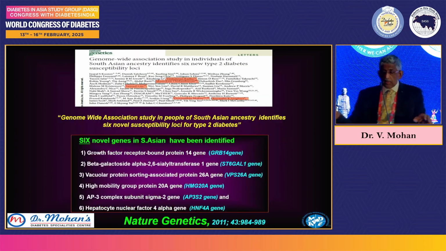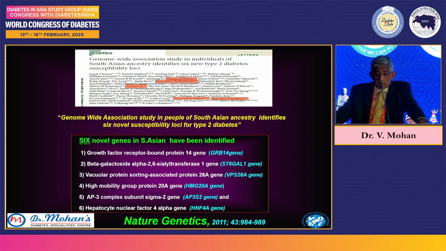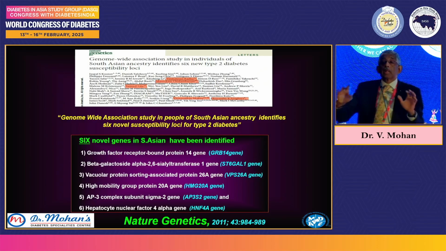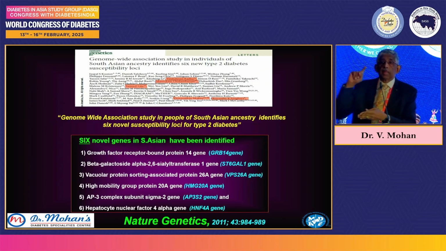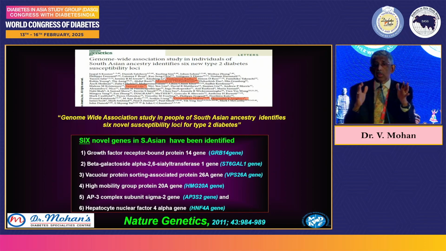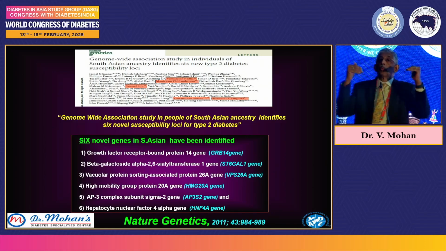Now, this is one of the first genome-wide association studies which we published in Nature Genetics. And what was good about this was that 6 novel genes were associated in South Asians, Indians, Pakistanis, and Bangladeshis, and all of them are co-authors in this, but not in Chinese, Japanese, white Europeans, or any other population. So definitely there are genes associated with South Asians which are associated with type 2 diabetes.